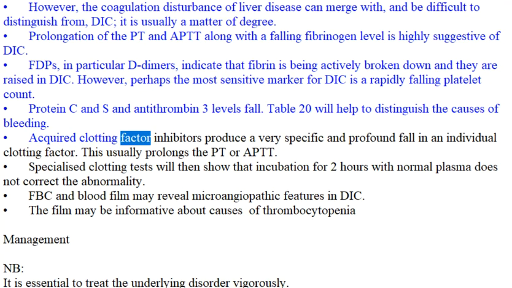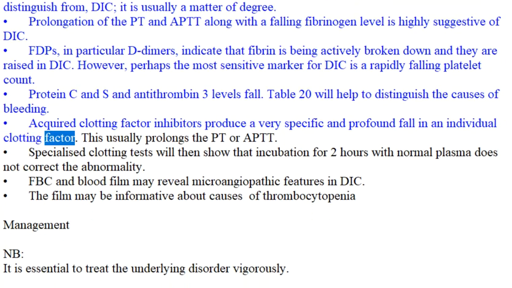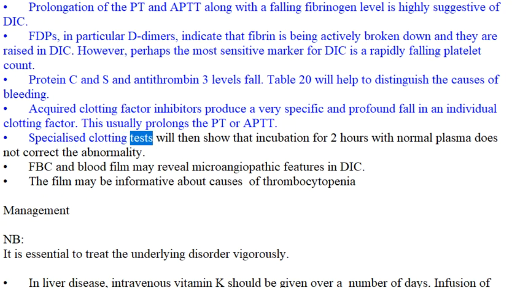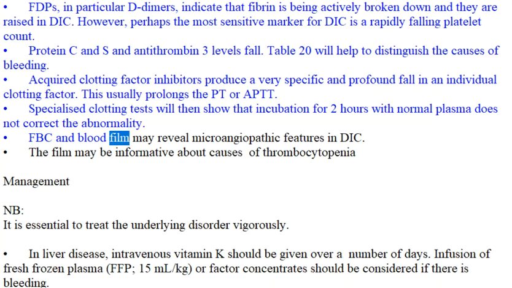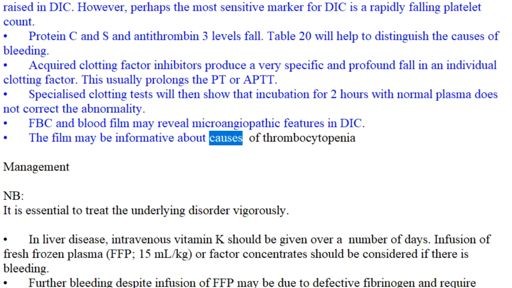Acquired clotting factor inhibitors produce a very specific and profound fall in an individual clotting factor. This usually prolongs the PT or APTT. Specialized clotting tests will then show that incubation for 2 hours with normal plasma does not correct the abnormality. FBC and blood film may reveal microangiopathic features in DIC. The film may be informative about causes of thrombocytopenia.